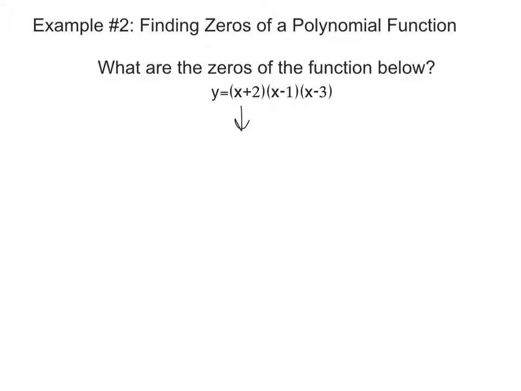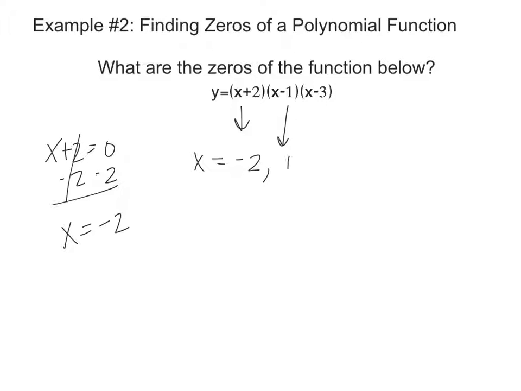So x plus 2, if I set that equal to 0, the first 0 will be negative 2. Why? Because x plus 2, if you set it equal to 0, subtract 2. And you're left with x equal to negative 2. So that's negative 2. The next one will be 1 for the same reason. And the last one will be 3. So the zeros for that function are negative 2, 1, and 3. So that's where our graph is going to cross the x-axis, is at negative 2, 1, and 3.